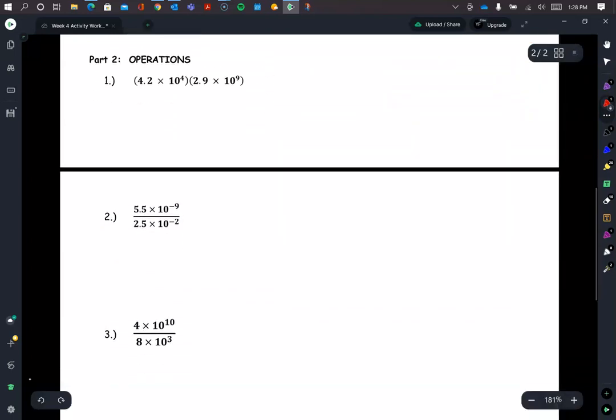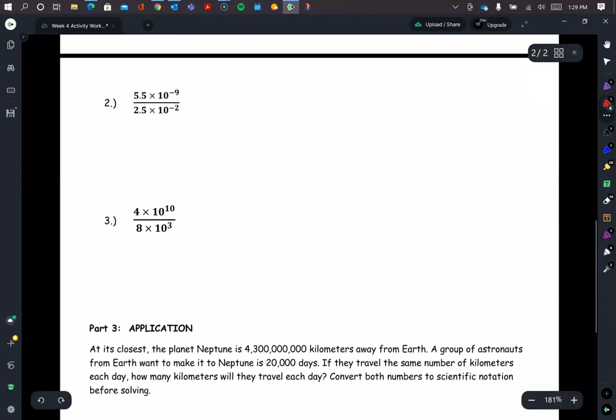Here's operations, same thing. Just be careful with your negatives. When you are subtracting the negative, you have to be careful how you do that. You also need to be aware that some of your answers are not going to come out in scientific notation. They may come out as a number that's like bigger than 10 or smaller than 1, and you need to make that adjustment and you need to adjust the exponent accordingly.